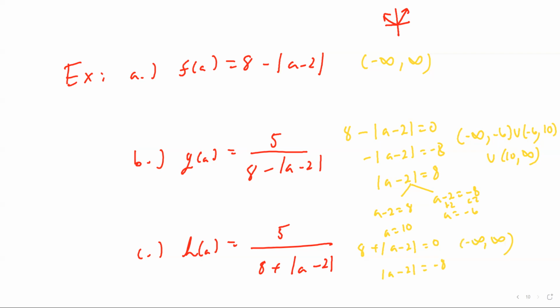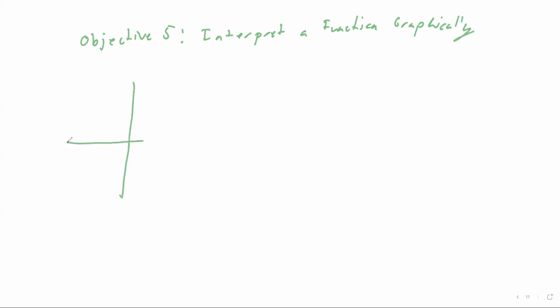All right, so there's one more objective, and then this will wrap this up. So this is objective 5. And it's interpreting. So I want you to interpret a function graphically. So if I give you this graph here, again, best drawing that I can make.